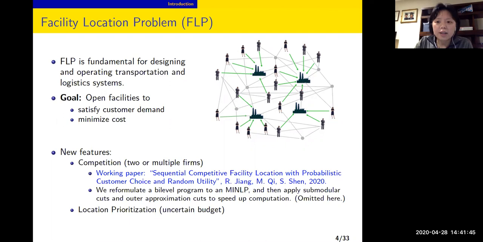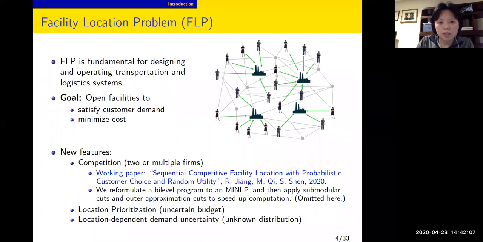So the idea of that is basically you have some budget to open facilities, but that budget is not known to you when you make a decision. And that budget can vary along the years. So you're actually facing a multi-stage decision-making problem with a random budget, and the question is how you prioritize. We will introduce more details around that concept a little bit later.